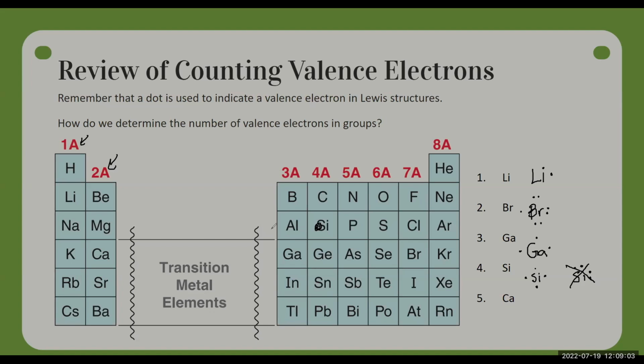Finally, we have calcium. Calcium is under group 2A. Therefore, calcium has a total of 2 valence electrons. We can represent calcium as Ca with 2 dots, one on each of two of the 4 sides.